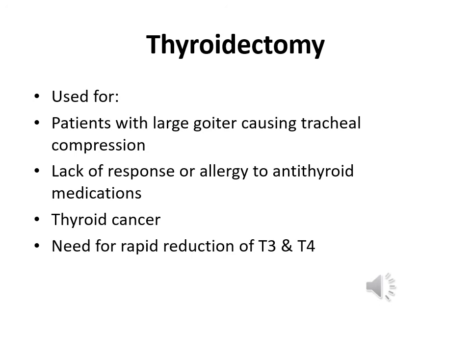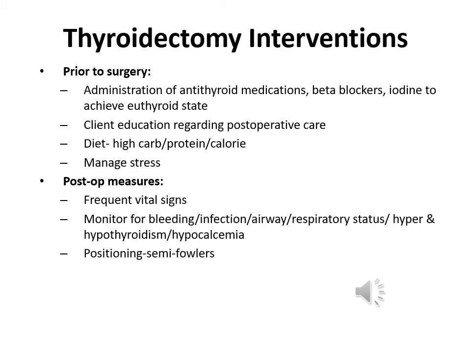Subtotal thyroidectomy is the preferred surgical procedure. It involves removing 90% of the thyroid gland. Thyroidectomy is used for patients with a large goiter causing tracheal compression, lack of response, or an allergy or intolerance to antithyroid medications, thyroid cancer, or need for rapid reduction of T3 and T4. Prior to surgery, the client may take antithyroid medications, beta blockers, and iodine to achieve a euthyroid state.